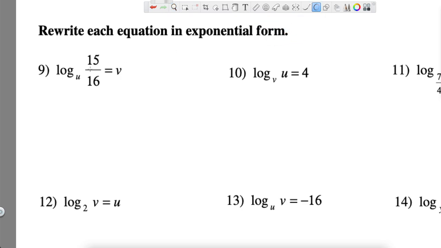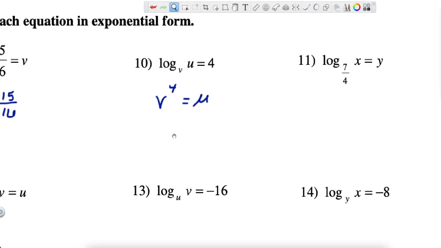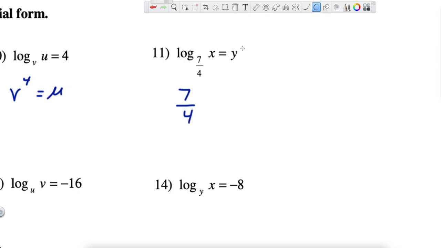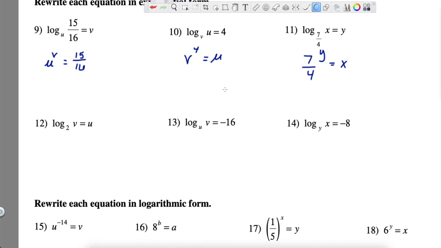Rewrite each equation in exponential form. So we're just rewriting. u is my base, u to the v exponent equals 15 over 16. v to the 4 equals u. 7/4 is my base, I'm raising it to the y exponent, and that equals x. 2 to the u equals v. u to the negative 16 equals v. y to the negative 8 equals x.